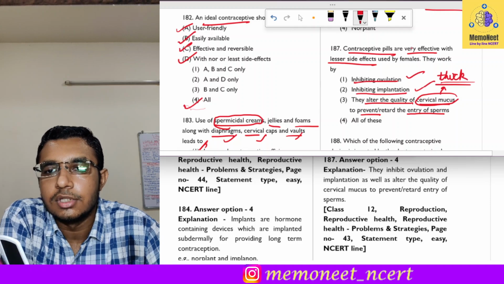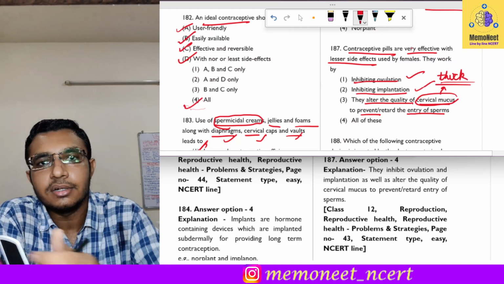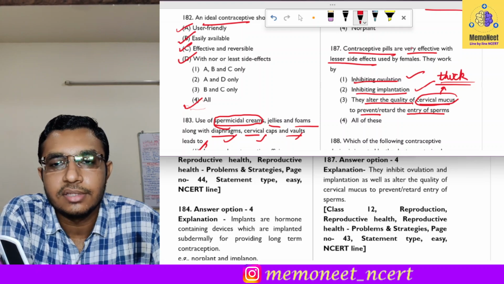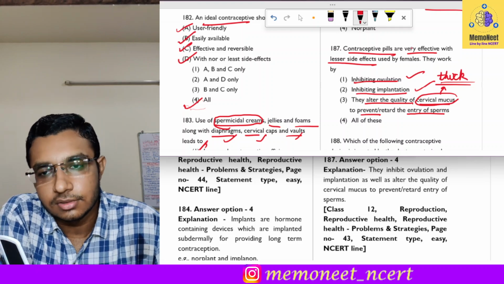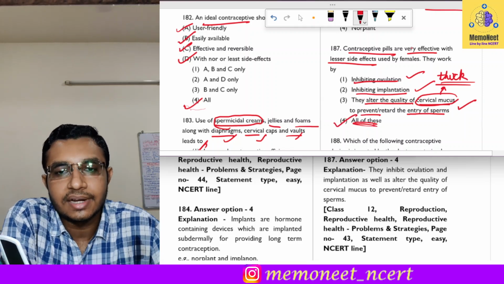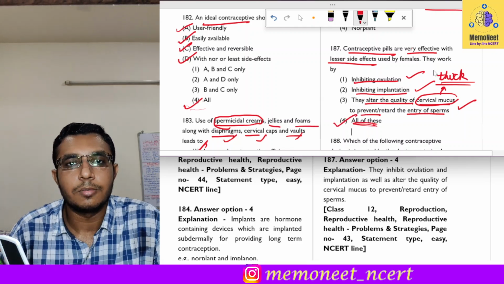Okay, so the sperms are not able to enter into the fallopian tube through the cervical mucus, because it is very thick, so it prevents the entry of the sperms. So this is also a mechanism of the pills. So therefore all of these is the correct answer of this question. Okay, that is option 4.